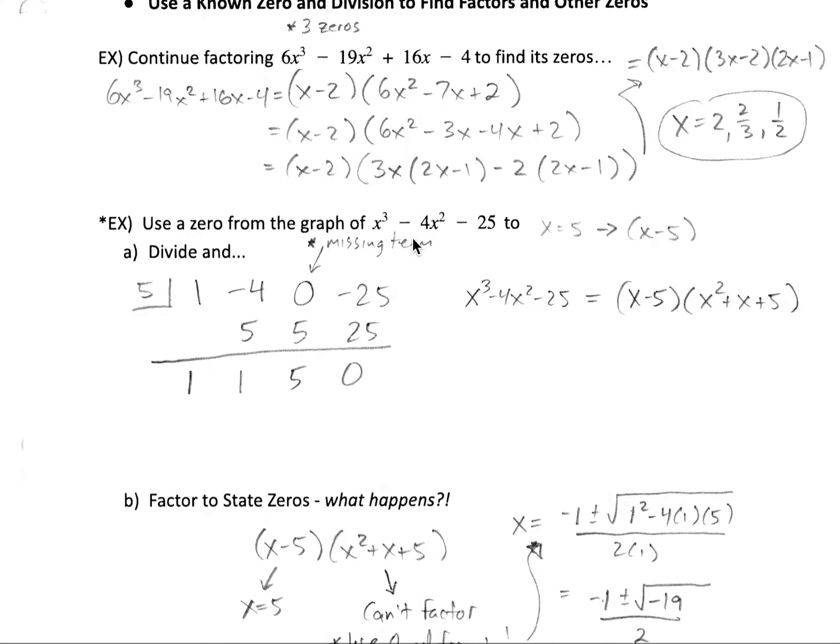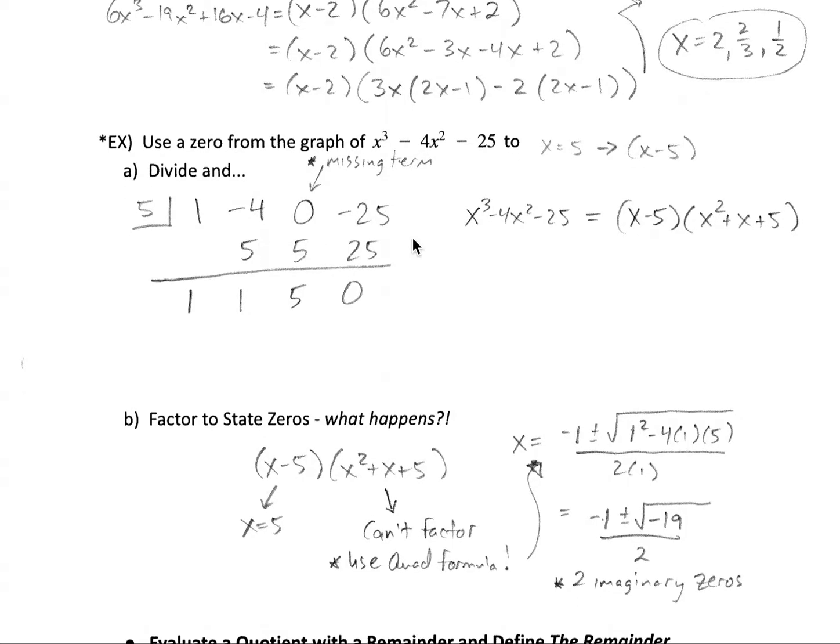Well, let's do another one. Let's go through that whole process again. Three steps. First step is we need to find a zero that we know is a root and that works so that we can use it to divide. So again, using the graph here, see if you can look and see an easy zero.